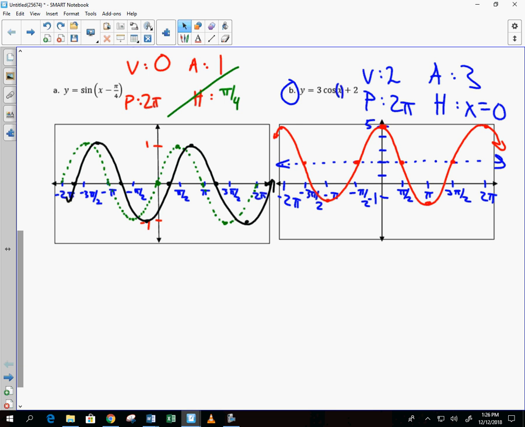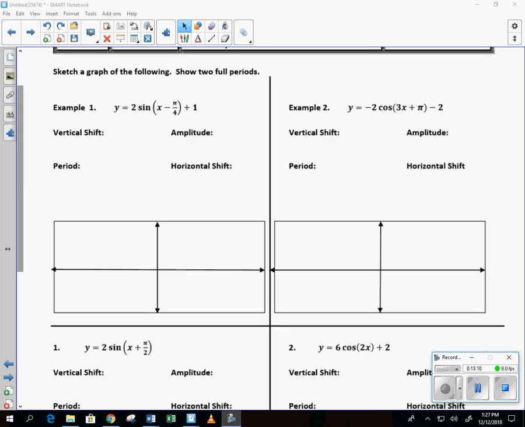Let's try 2 problems on your worksheet together and get started on that, okay? Okay, you guys are starting to get it. We turn to your worksheet. We first identify the vertical shift. Reduce example here. What's vertical shift? 1.